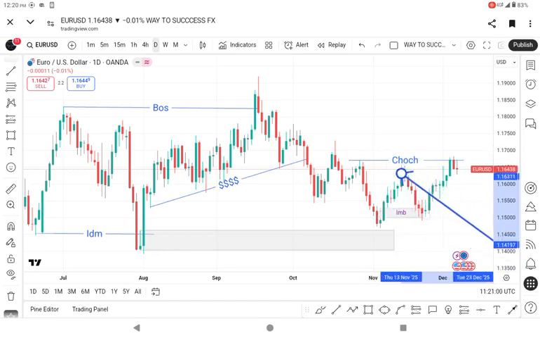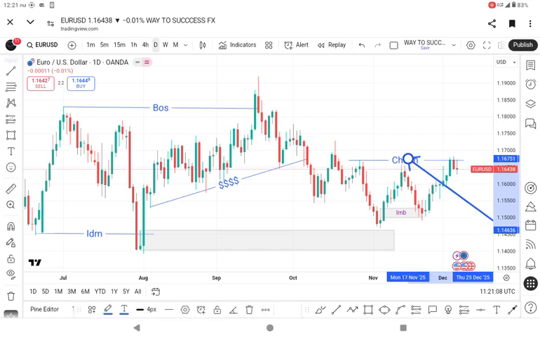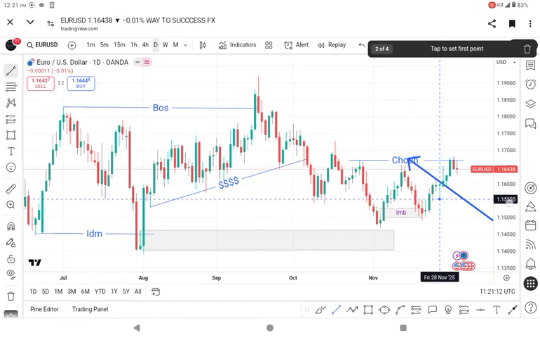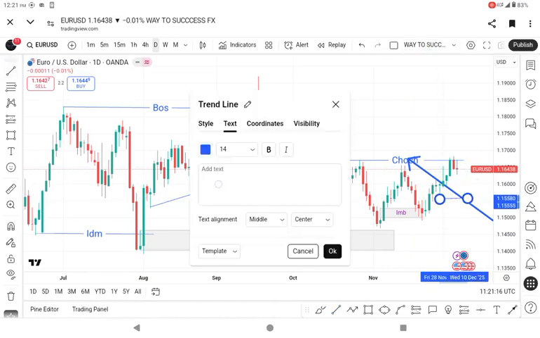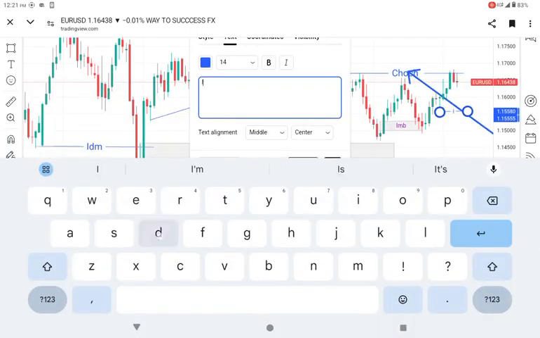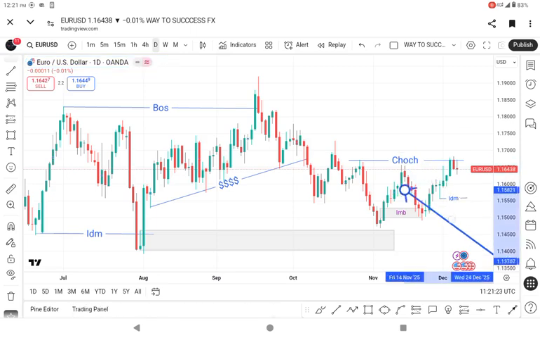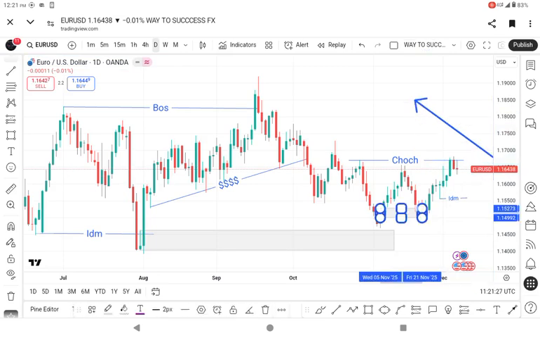So after this break of structure, what are we now expecting? For me now, this is my change of character level. I'm now expecting price to take out this internal low here, which will be my inducement idea. This is my inducement level, and where is my POI?